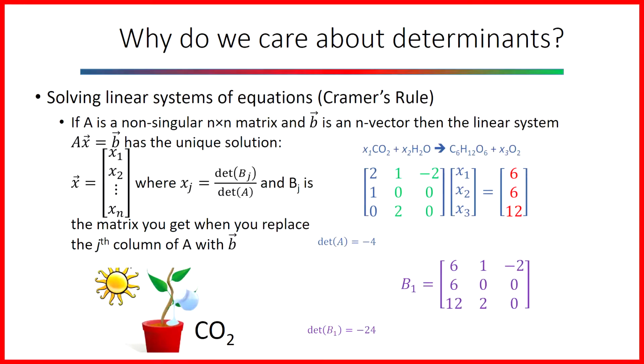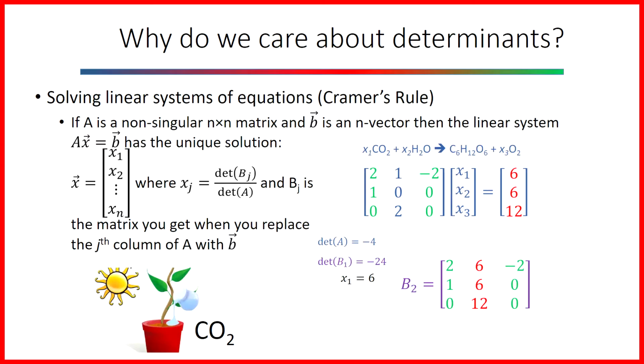Now that we've calculated the determinant of B1, we can calculate that x1 equals the determinant of B1 divided by the determinant of A, so that is negative 24 divided by negative 4, which is equal to 6. So now we know that x1 is 6, and there are 6 carbon dioxide molecules in the equation above.